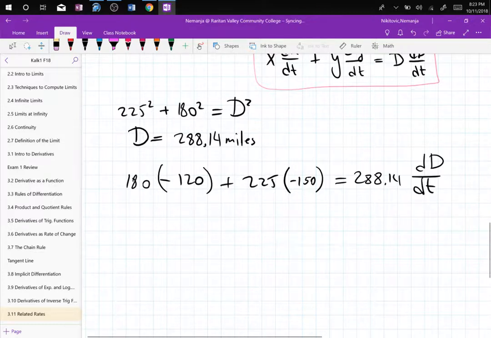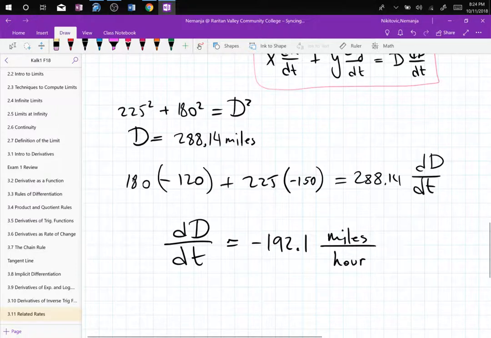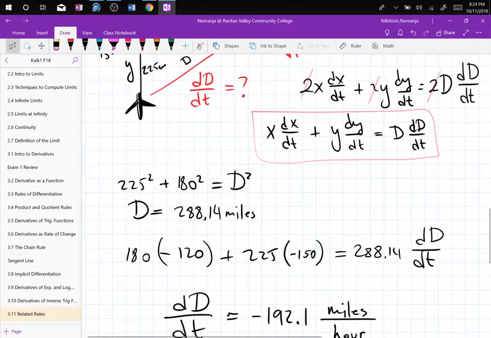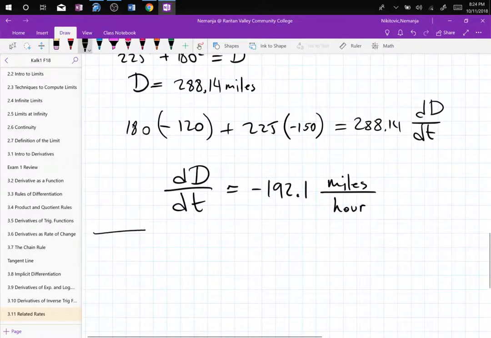We have 180 times 120 plus 225 times 150 divided by 288.14. Everything is negative, so the distance in time is approximately negative 192.1 miles per hour. So that's how fast the distance is changing, and this is only at the values that are given to us. Nice.